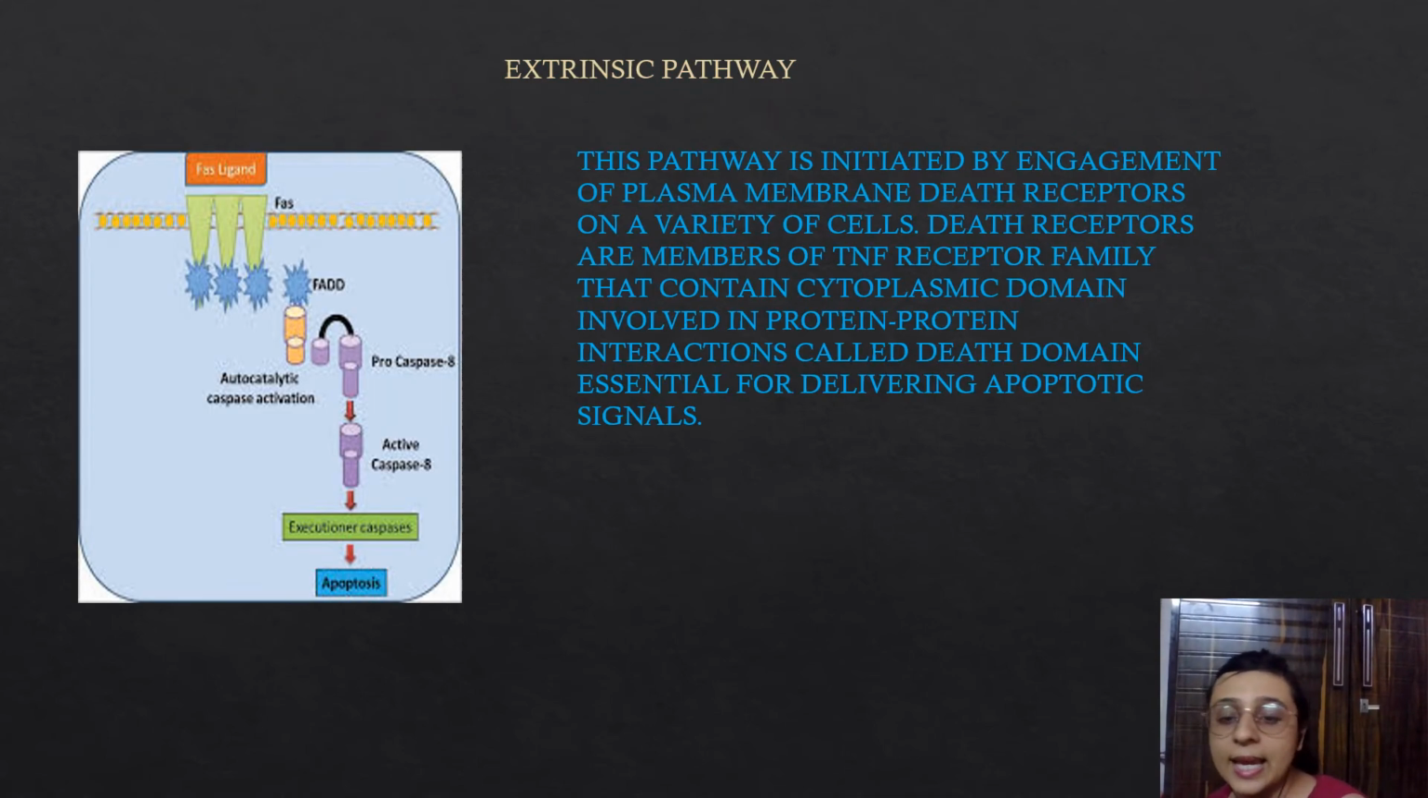So next we will see the extrinsic pathway. What is the extrinsic pathway? Fas ligands will bind with Fas-associated death domain and finally lead to activation of the initiator caspases, right? So what you have to understand is that finally, be it the intrinsic pathway or the extrinsic pathway, they will lead to the activation of initiating caspases and then executioner caspases, right?